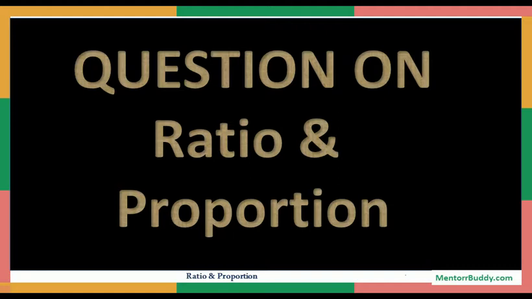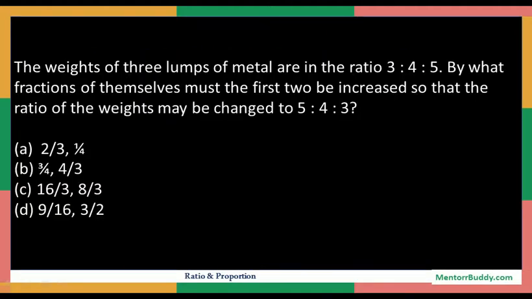Coming to the question first. The question says the weights of the three lumps of metal are in the ratio 3:4:5. Then by what fraction of themselves must the first two be increased so that the ratio of the weights must be changed to 5:4:3? Now in this kind of question we need to understand the basic property of ratios.